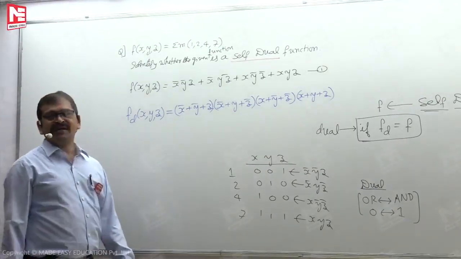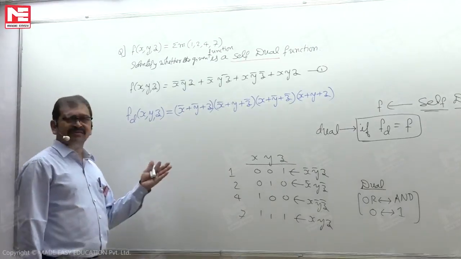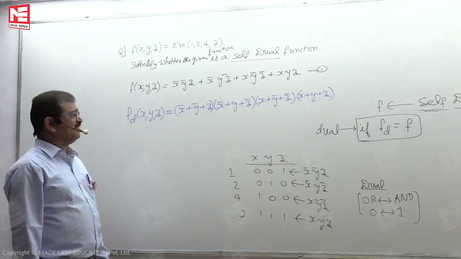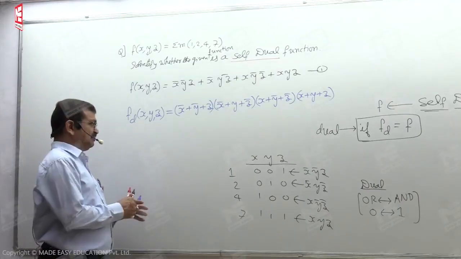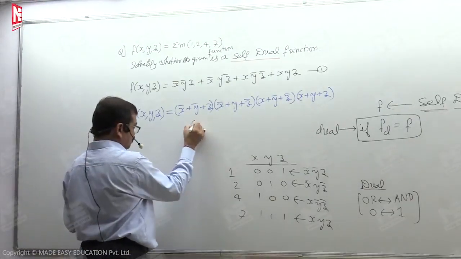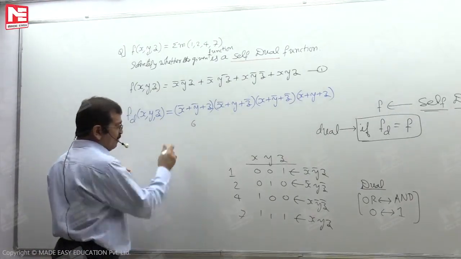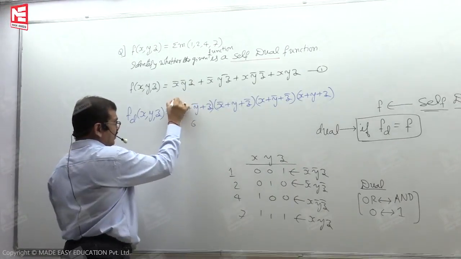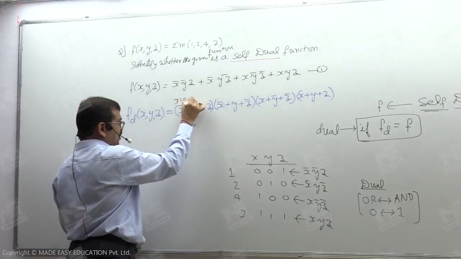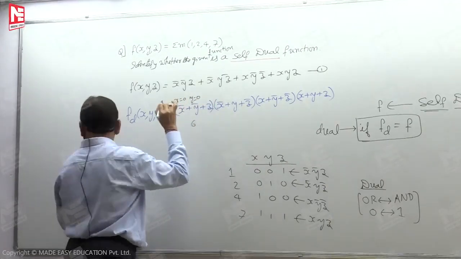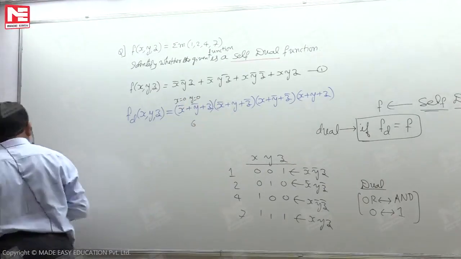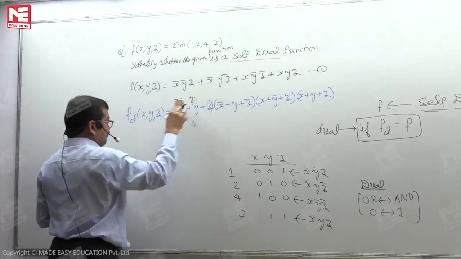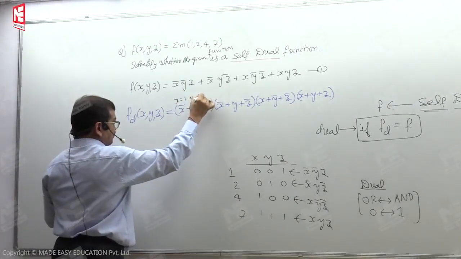Once we are looking in the expanded canonical POS form, it is possible to read the max terms. This is the max term 6. So I am having here some term as x complement or y complement or z, where x is 1, y is 1, z is 0.